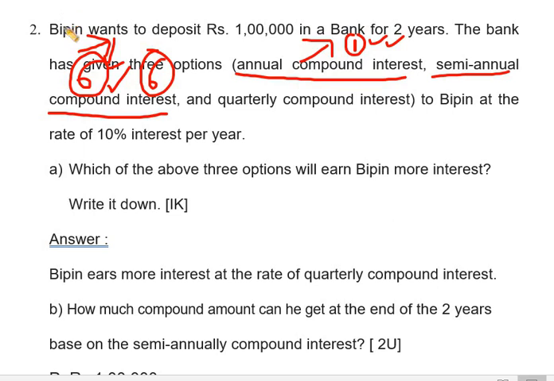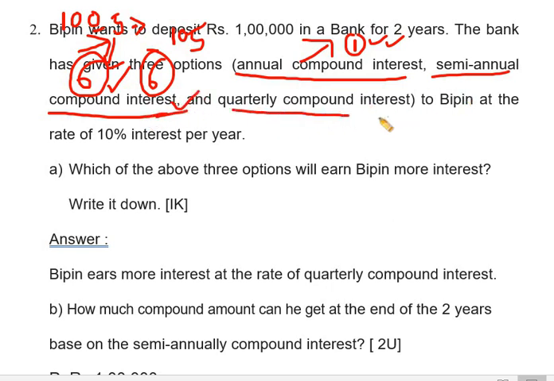For example, if you deposit 100 rupees and after 6 months you get interest of 5 rupees. Now in the second 6 months, your principal will be 105, and 105 is your principal. So again you will earn interest on interest. So at the period of 6 months, this is semi-annual compound interest.